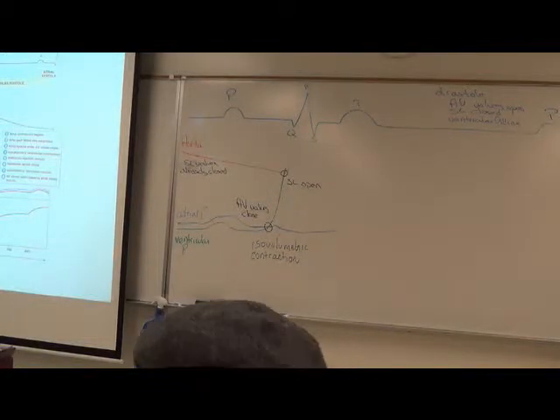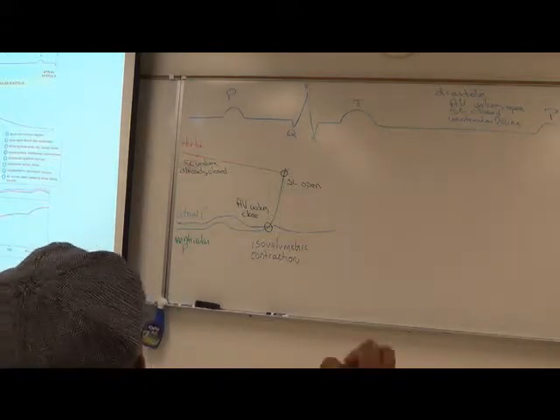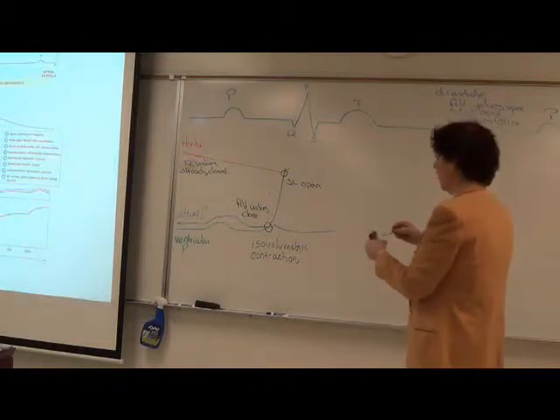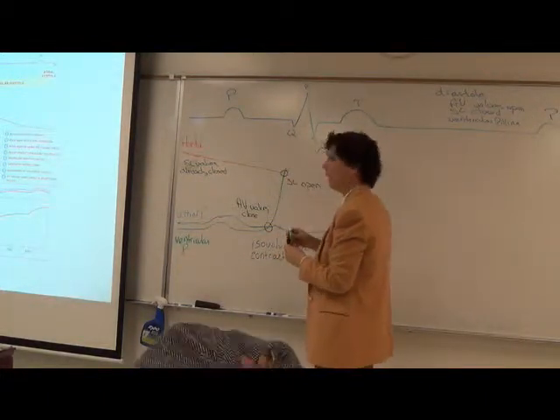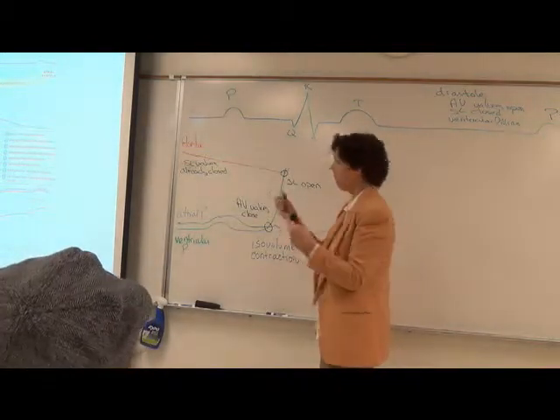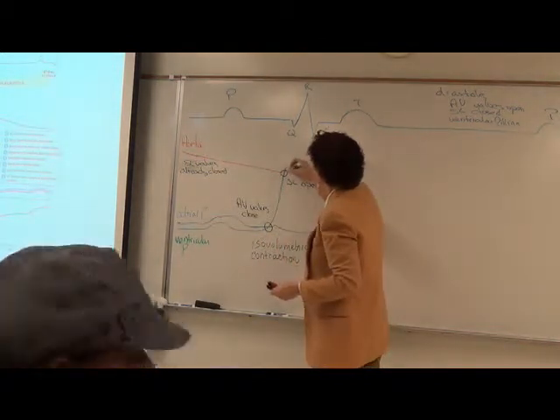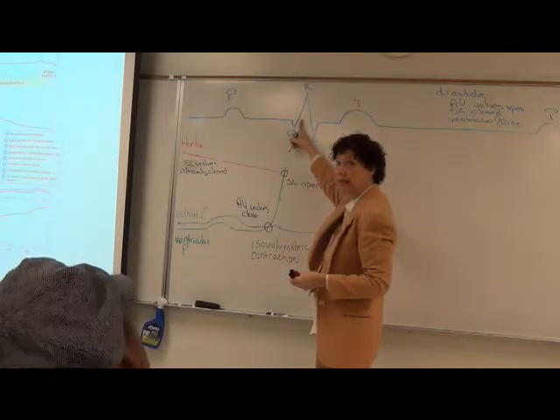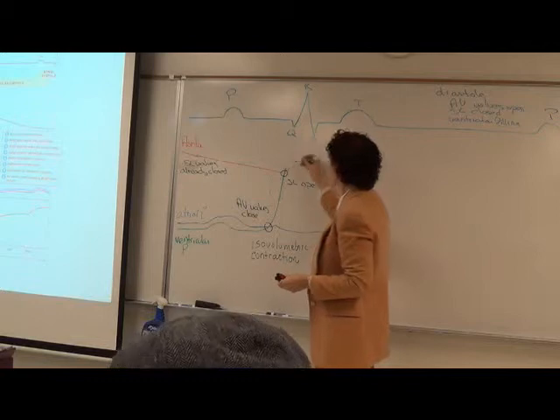Now I'm not telling you anything new. We're just putting all the cycling and valves opening and closing into a sequence, but none of this should be new information. Once the semilunar valves are open, we have blood going into the aorta, and blood going into the pulmonary trunk as well. So we see this rise during ventricular contraction. Remember, QRS is representing the depolarization of the ventricles. So the ventricles are contracting.